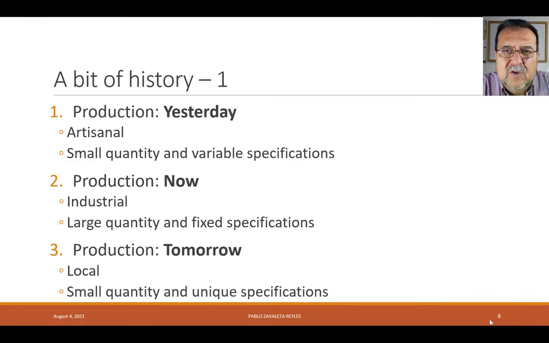We produce one item for one client according to the agreed upon specifications. That will be the ideal. Things like, for example, 3D printing are taking us along that route very, very fast.